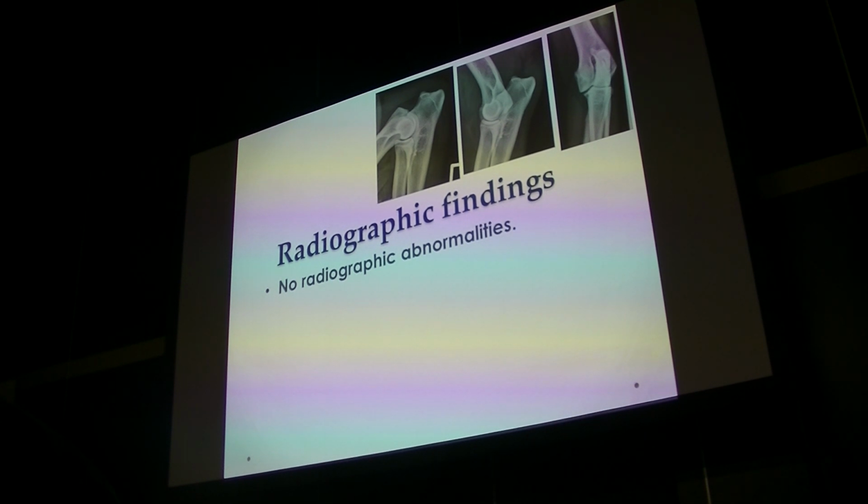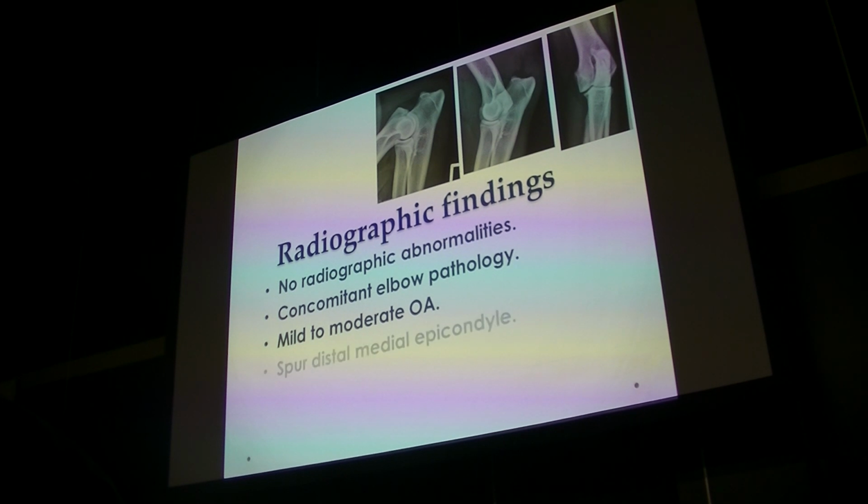So what are the radiographic findings? In some cases we don't see any radiographic abnormalities. In some cases we find some radiographic findings like a spur, I will show that immediately, in combination with other elbow pathology, as I said. And then a variable amount of osteoarthrosis can be present in these cases.